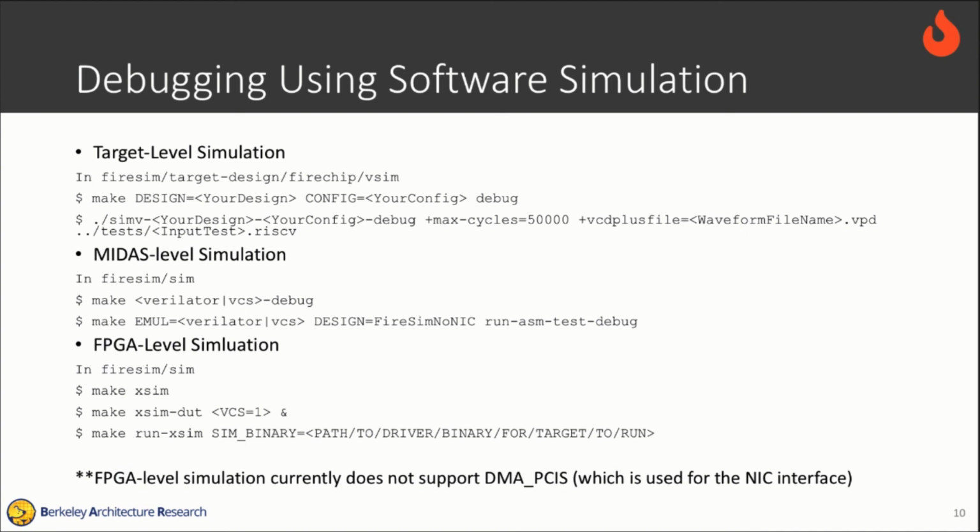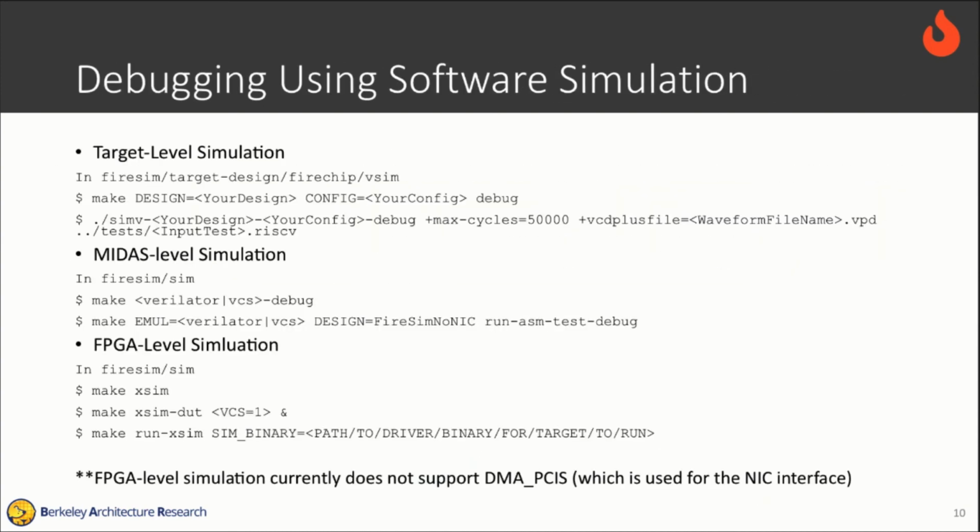So the practicalities of how to do that. Target level simulation is basically the same instructions as you run in Project Template and Rocketship. So that's within the target design FireChip directory, because FireChip is basically our fork of Project Template. Midas level simulation and FPGA level simulation are FireSim type simulations, so they are run within the FireSim sim directory, and they have their various make targets. So you can choose Verilator or VCS, and in XSim you choose XSim for FPGA level simulation.